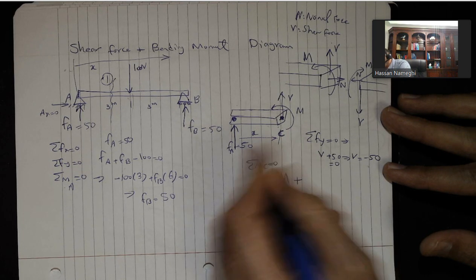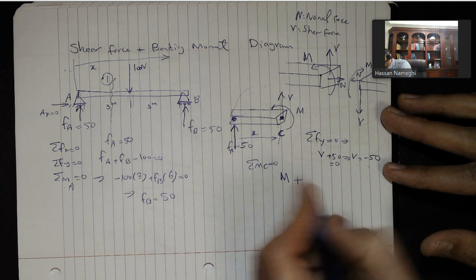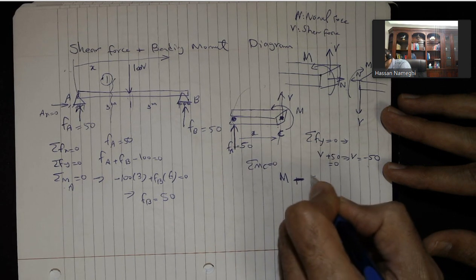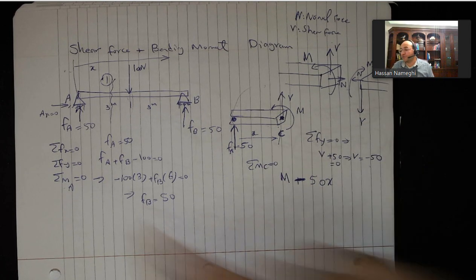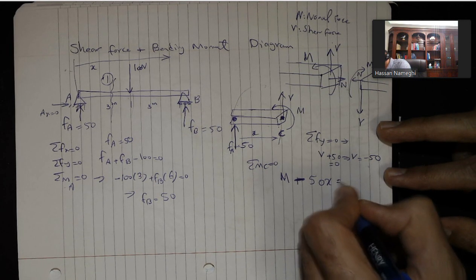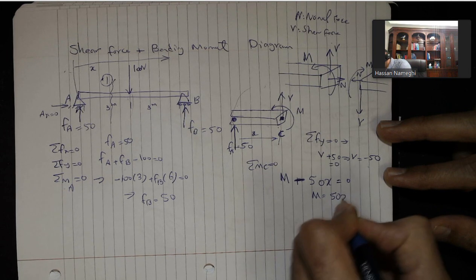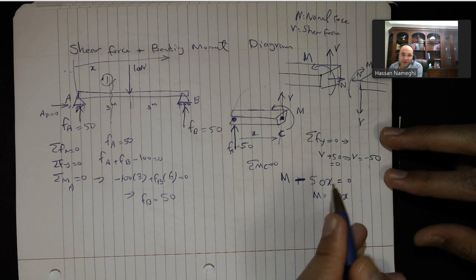I have the moment, and then this one, FA, into this distance. That's actually clockwise. So I have M minus 50 into distance X. Again, X keeps changing from 0 to 3. So it will be minus 50X equal to 0. M is equal to 50X. Done with this. I need to have like another cut.